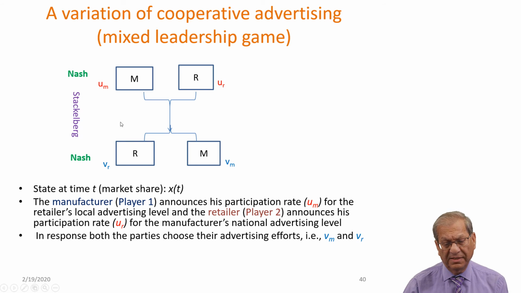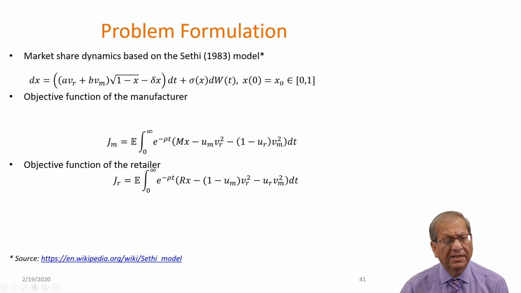The state of the market share is given by x_t, and we will see the dynamics in the next slide. The dynamics is a stochastic differential equation where the change in market share is given by this term, which is the advertising by the retailer and the manufacturer with some kind of weight, which acts on the people who are not buying your product, and there is a decay term. In addition, there is a noise term, a volatility, and W_t is a Brownian motion. This is, by the way, very close to the Sethi model of 1983.